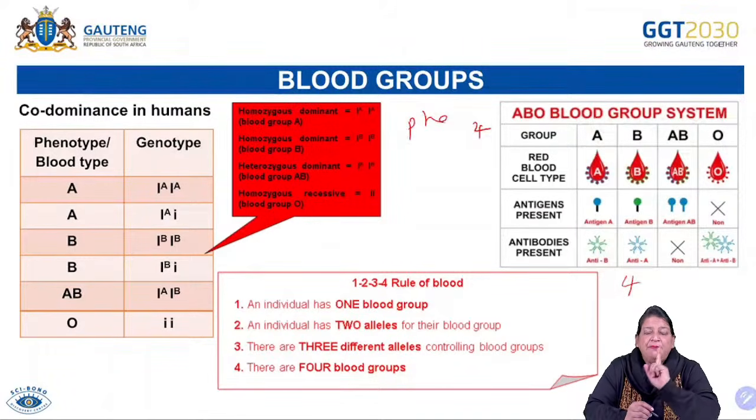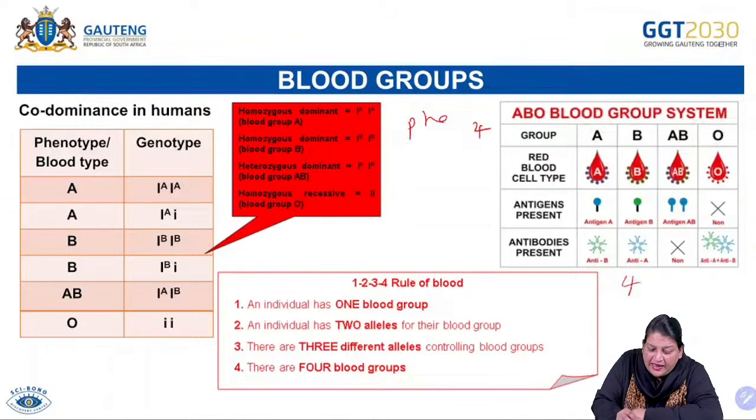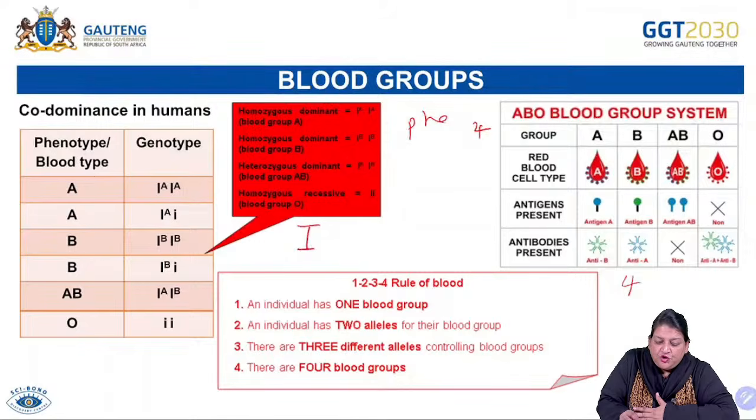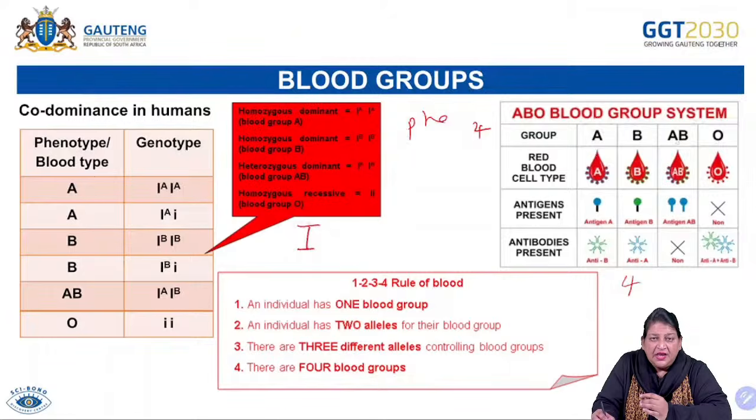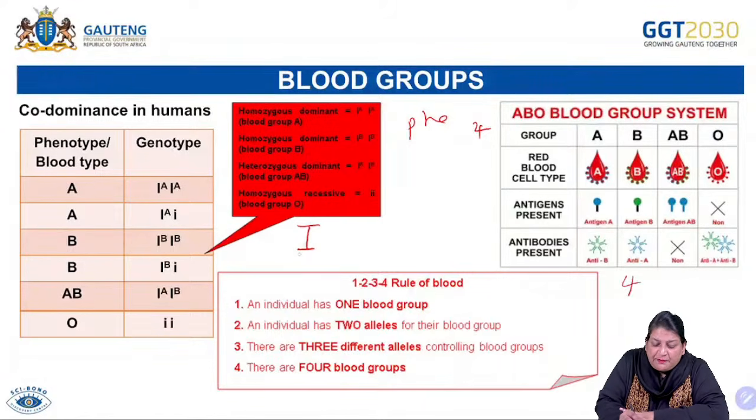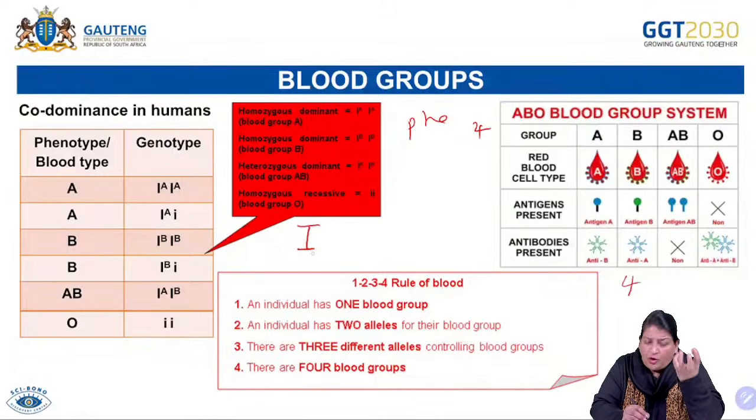To represent blood groups, we must use I to the power something. Blood group A, blood group B, and blood group AB are all dominant blood groups. So you're going to use the capital I, which stands for immunoglobulin. It's like a protein found in your blood. So just think of it as I for immunoglobulin.